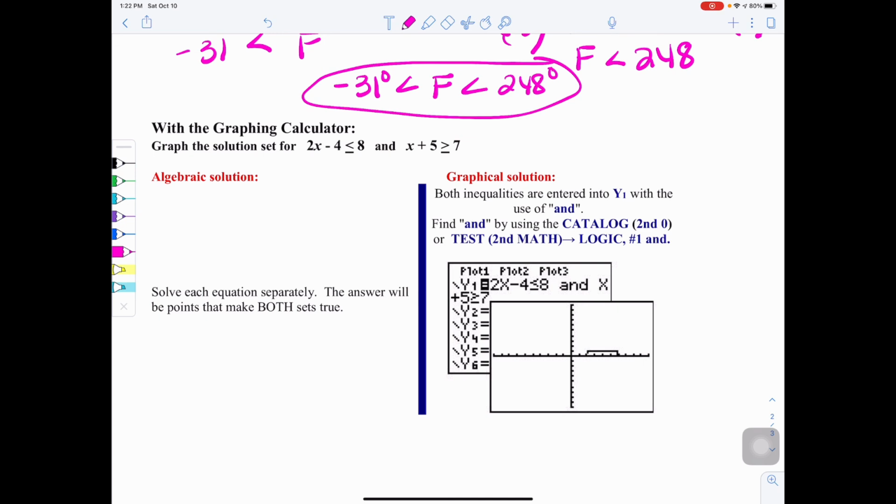So you can stop the video now, the lesson is complete, and you can try that out on your own with your graphing calculator. And this concludes our lesson on solving compound statements.